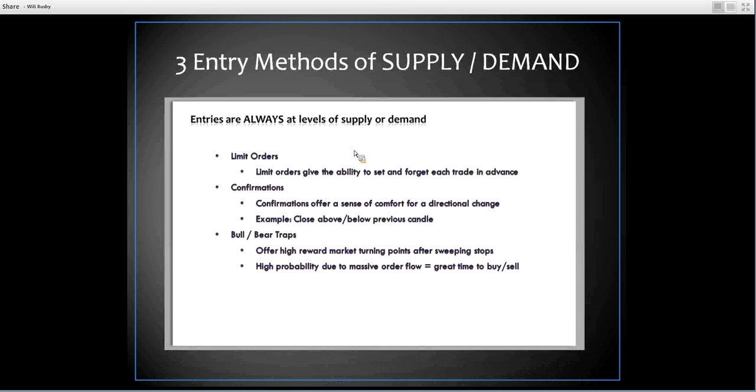All right, so we're going to talk about three entry methods of supply and demand levels. Entries, and this is imperative, and I'm putting major emphasis here, entries are always at levels of supply or demand.